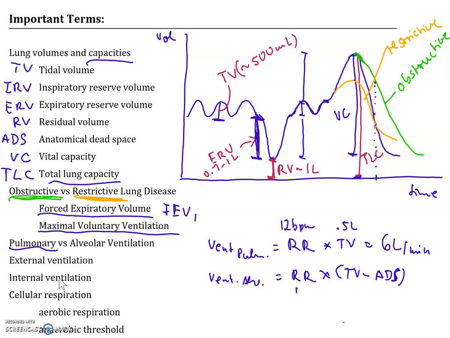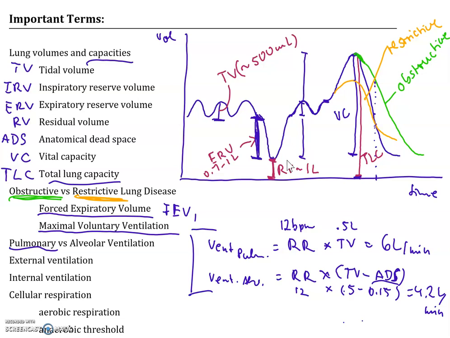So let's put numbers here: 12 breaths per minute times, the anatomical dead space is roughly 1/3 of your tidal volume, so let's put 0.5 minus 0.15, which leaves us with 12 times 0.35, and that's equal to 4.2 liters per minute. Now, the alveolar ventilation is always smaller than the pulmonary ventilation because we are correcting for this anatomical dead space. Be sure that you know these calculations because you will be asked about these on the next quiz.